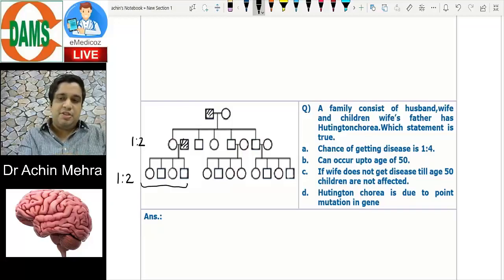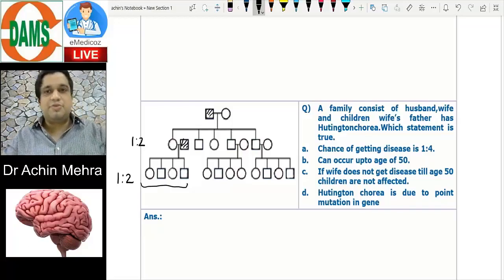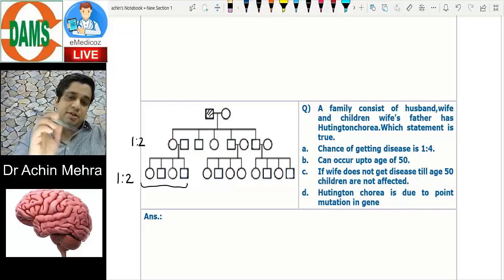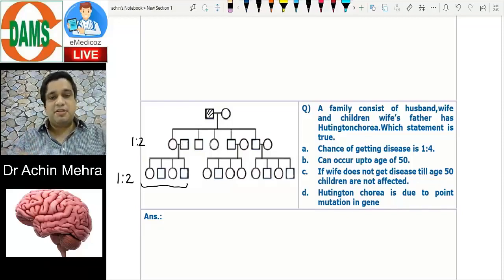Can occur up till age of 50, that's again a partially correct statement, because the common onset of Huntington's disease is in a bracket of 25 to 45 years. Now if the wife does not get the disease till age of 50, her children are not affected. That's a very correct statement, because the upper limit to get the disease is 50.